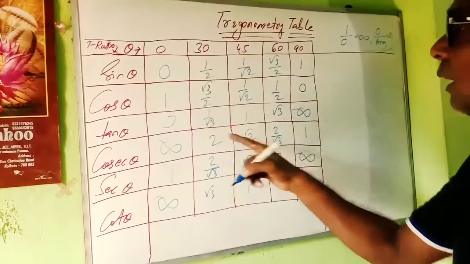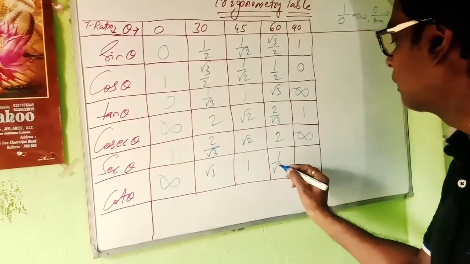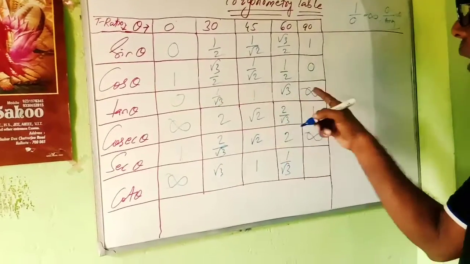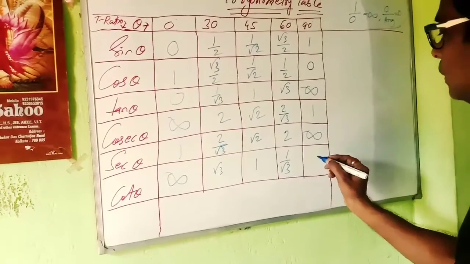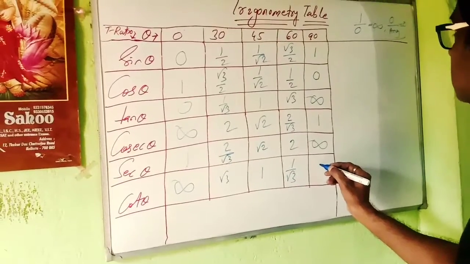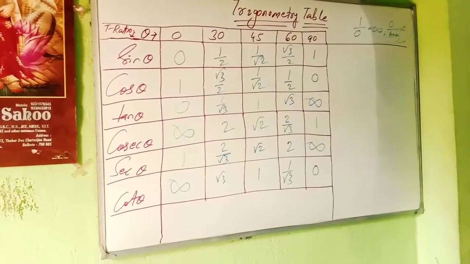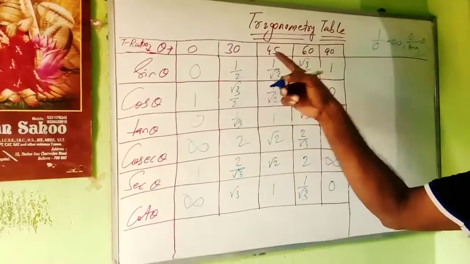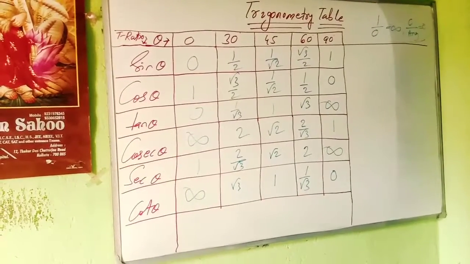Reciprocal of 1 is 1. Tan 60 is root 3, the reciprocal of root 3 will be how much? 1 by root 3. Next, tan 90 is not defined. Cot 90 will be 0, because 1 by infinity means 0. This is all about how to find the values for the angles 0, 30, 45, 60, 90 degrees. This is all the basic idea about the trigonometrical table.